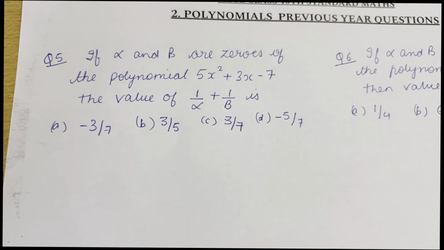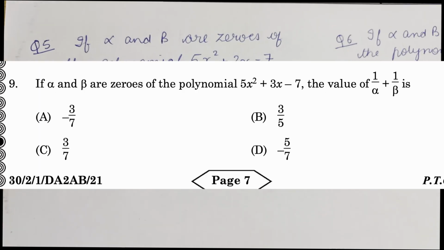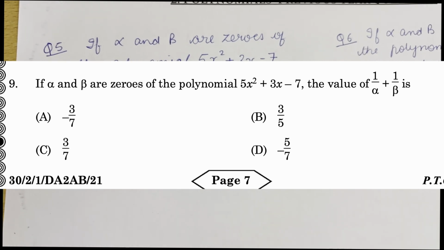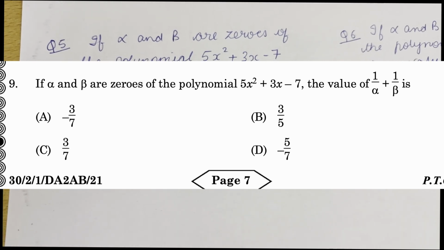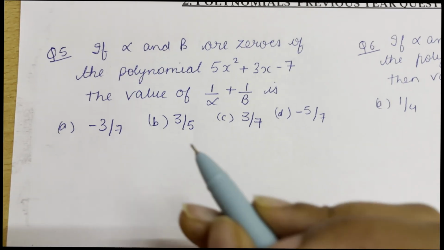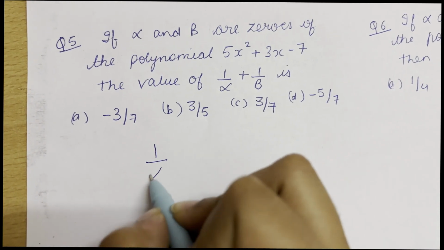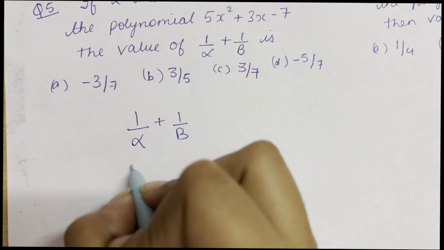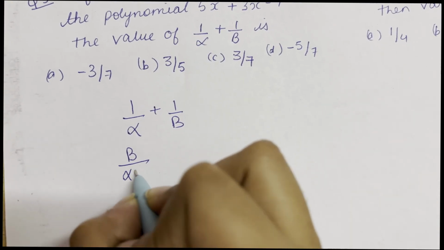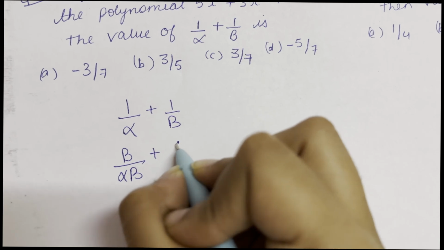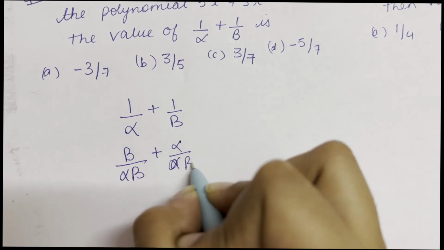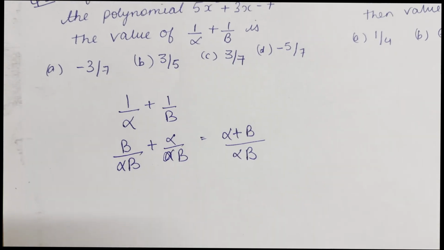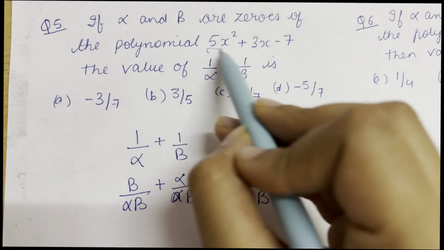Question number 5 is the next question. The question says that if alpha and beta are the zeros of the polynomial 5x square plus 3x minus 7, we need to find the value of 1 by alpha plus 1 by beta. So to find this value, first we take the LCM. We got beta upon alpha beta and alpha upon alpha beta, which can be written as alpha plus beta upon alpha beta. And we have been given the quadratic equation.